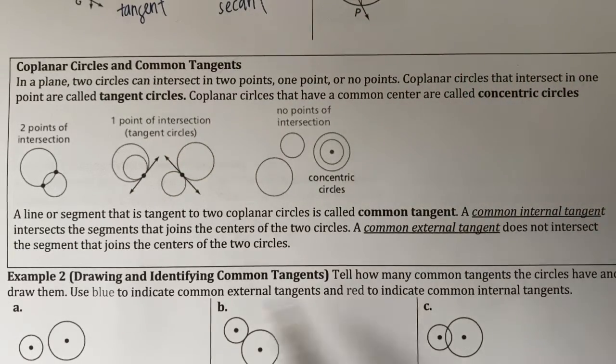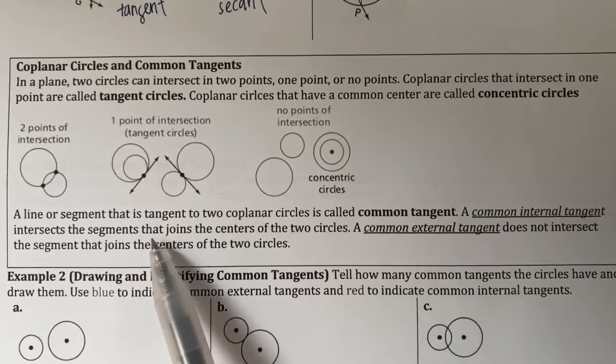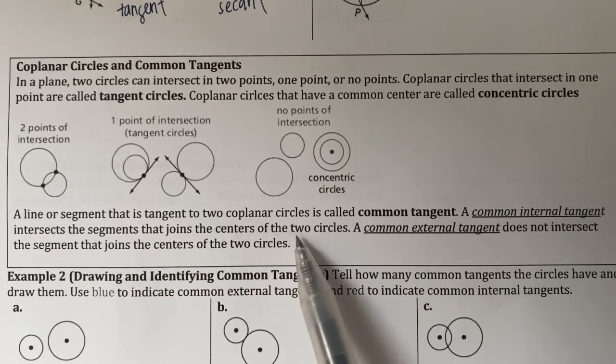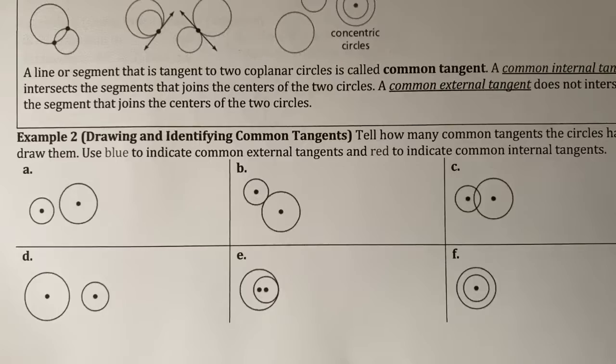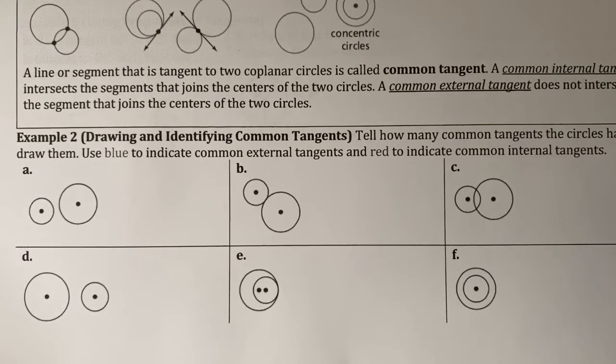A common internal tangent intersects the segment that joins the centers of the 2 circles. And a common external tangent does not intersect the segment that joins the centers of the 2 circles. I'll show you what I mean by internal and external tangents once we jump into example 2. In example 2, we're asked to tell how many common tangents the circles have and draw them. We're going to use blue to indicate the common external tangents, and then red to indicate the common internal tangents.